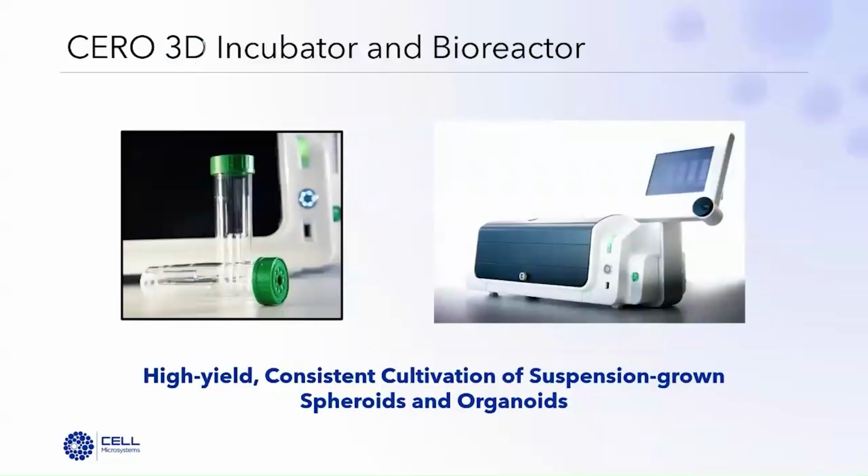Today, I'm going to introduce you to a proven technology. The Zero 3D incubator and bioreactor has been widely adopted in European markets and is now available in the US from Cell Microsystems. The Zero 3D is a high-yield benchtop bioreactor that enables consistent cultivation of suspension-grown spheroids and organoids and combines automation with ease of use and culture conditions that can support the biological complexity of organoid culture systems.